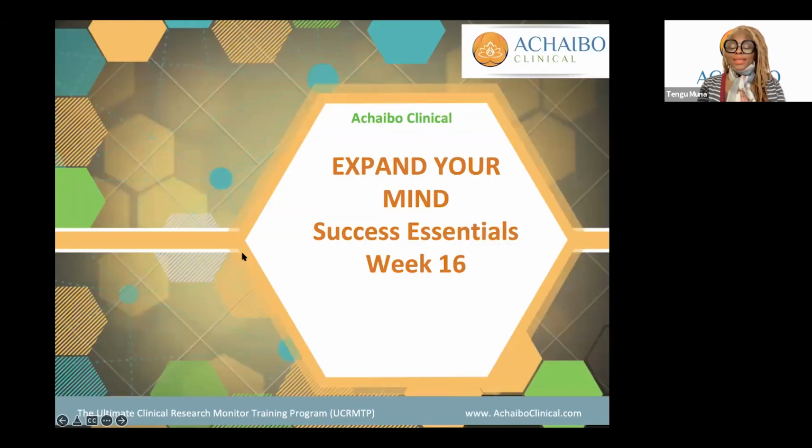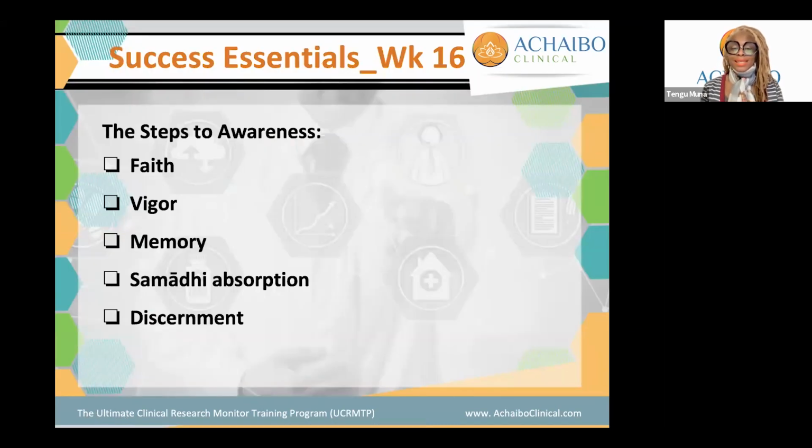and talk about our success essentials for week 16. The steps to awareness. I pulled this from many of the things that I've been studying, and this one really came from the Yoga Sutras. I was thinking, how do we become aware of ourselves? But let me first define what awareness is. For me, awareness is paying attention to every moment in my life and understanding who I am. That I'm not just a thing of bag and bones living on this planet, that there is so much more to me, and that there is a tangible part to me, which I can touch, feel, smell, taste, and all of that. But there's a non-tangible focus.